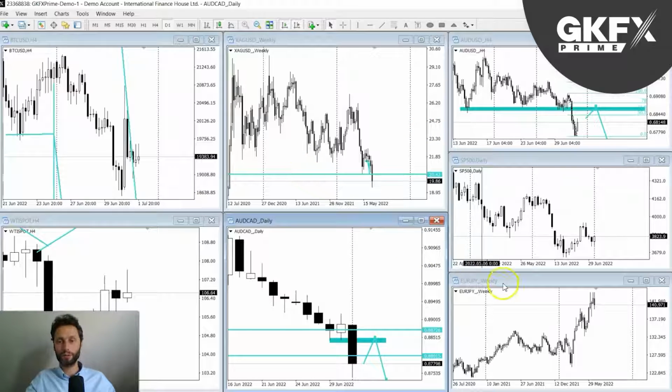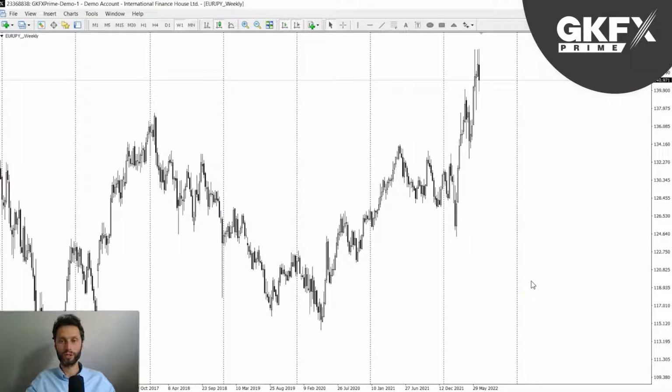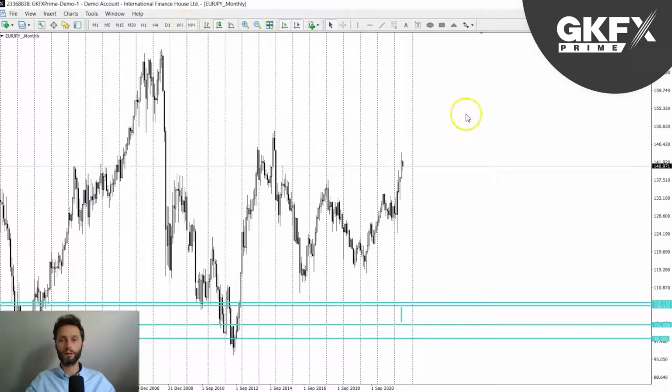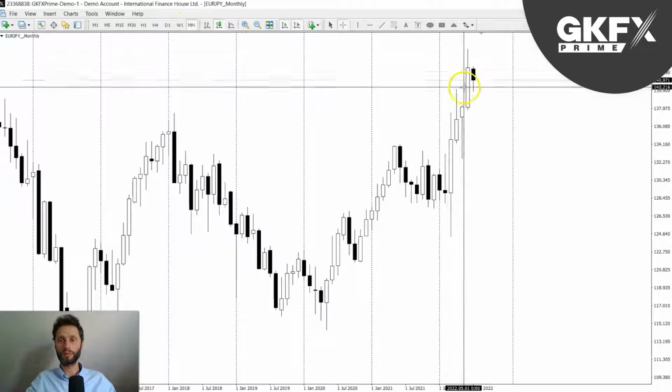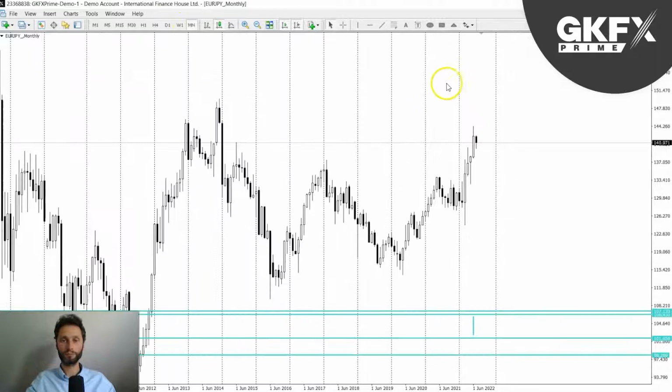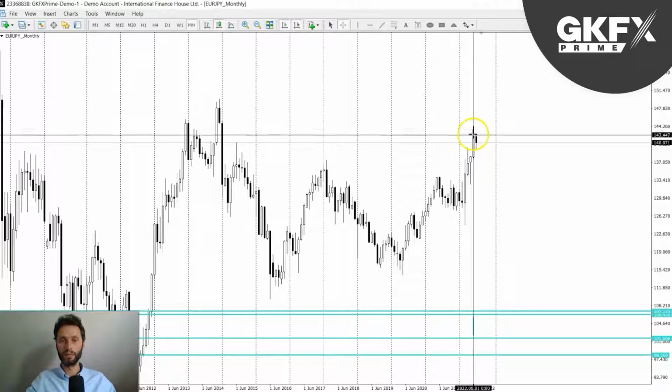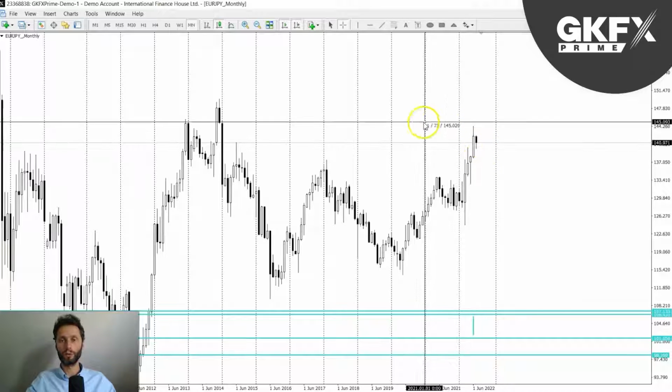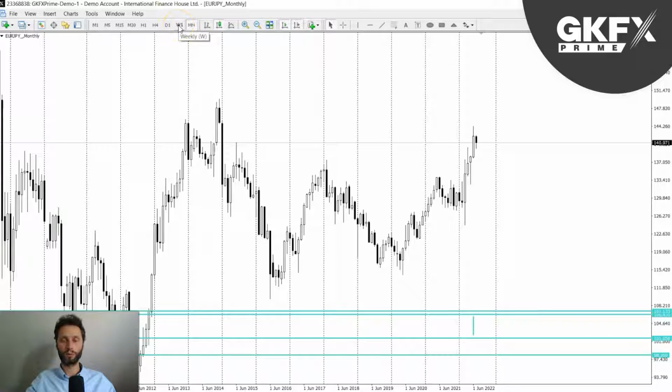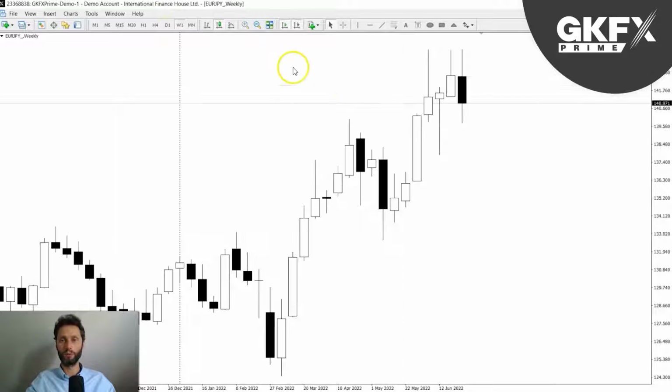Right, next one, I'm going to go to another cross pair, which is the Euro Yen. Look at the monthly. Previous month's candle was clearly bullish. Current month is in play right now for July. So I'm going to look at possible continuation of the bullishness.